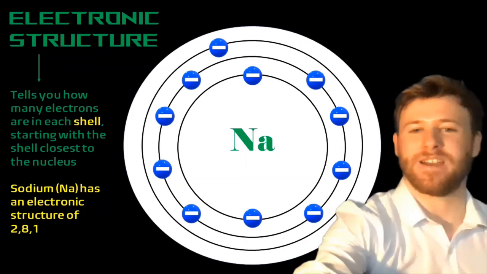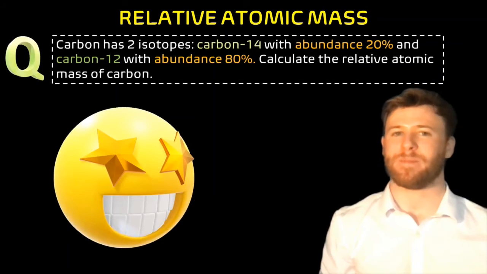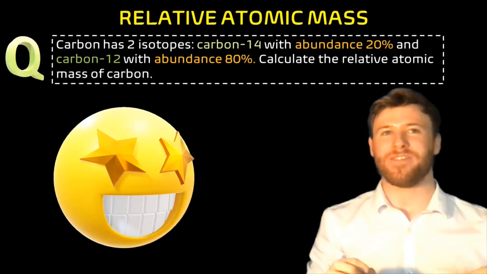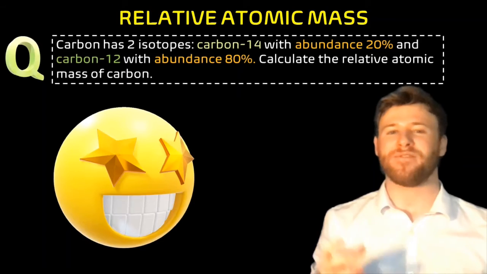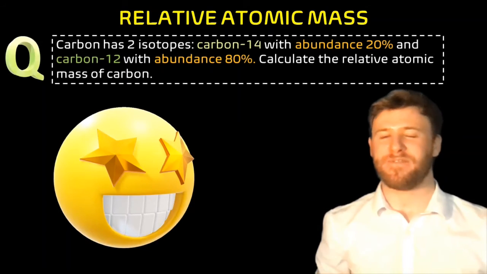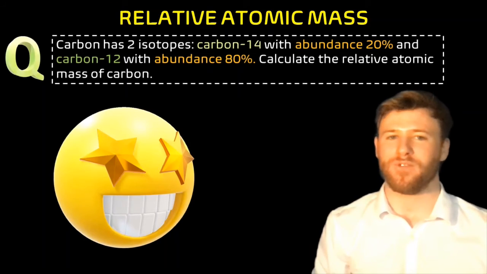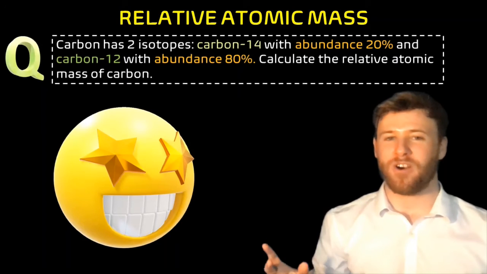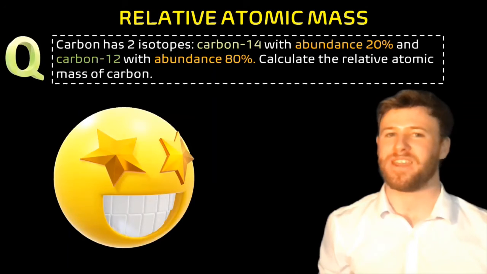So the final thing we're going to be looking at in this section is how we calculate the relative atomic mass from things that we call isotopes. An isotope of an element is two samples of an element that have the same amount of protons but different amount of neutrons. For example, in this question here, we've got carbon-14 as one of the isotopes and carbon-12 as another isotope. They've both got different mass numbers. That's what the 14 and the 12 stands for. One's got a mass number of 14, one's got a mass number of 12.